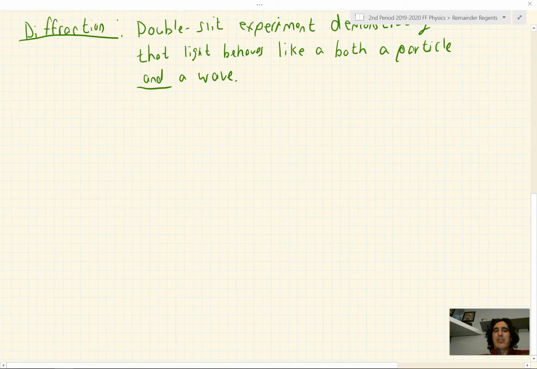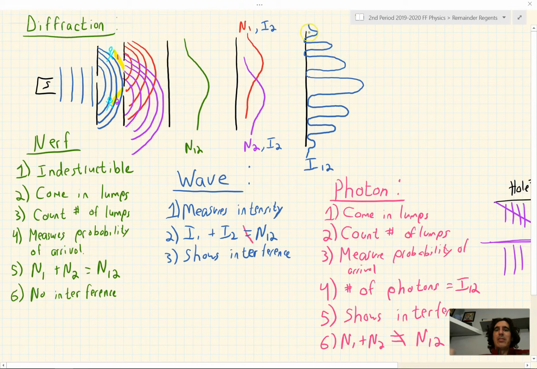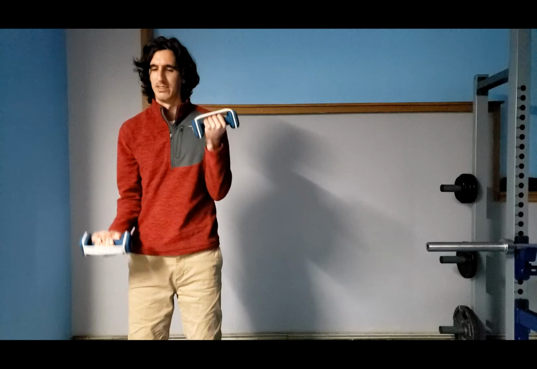Now, let's look at the double-slit experiment of actual light to see if we do get these different periods of constructive interference and destructive interference.